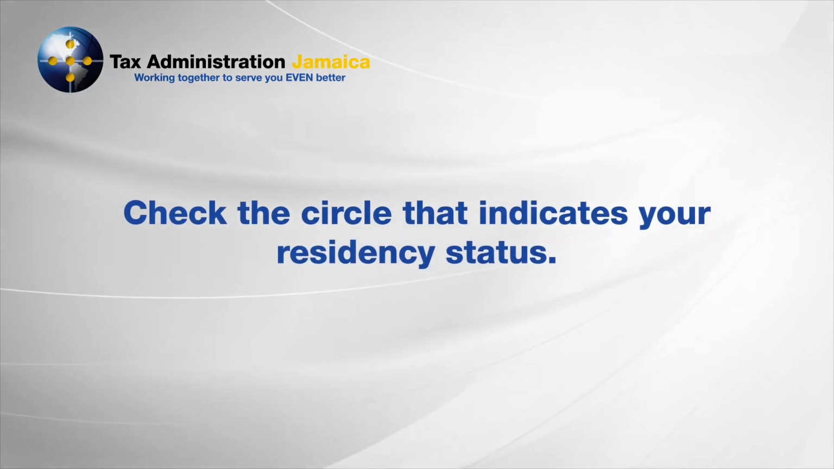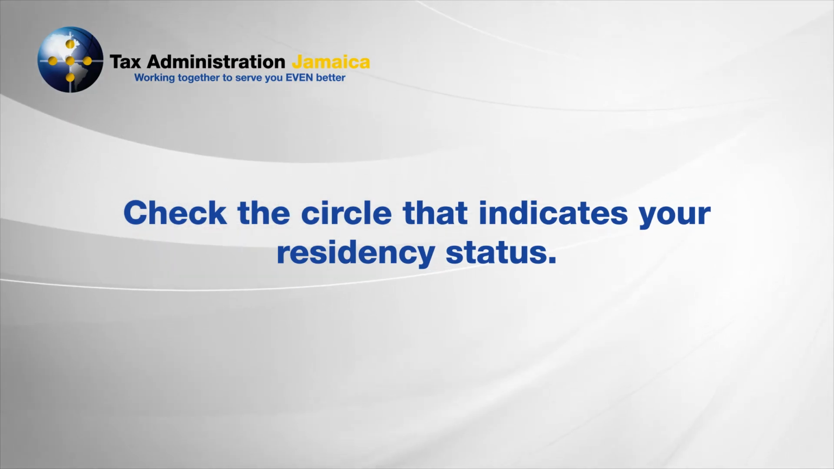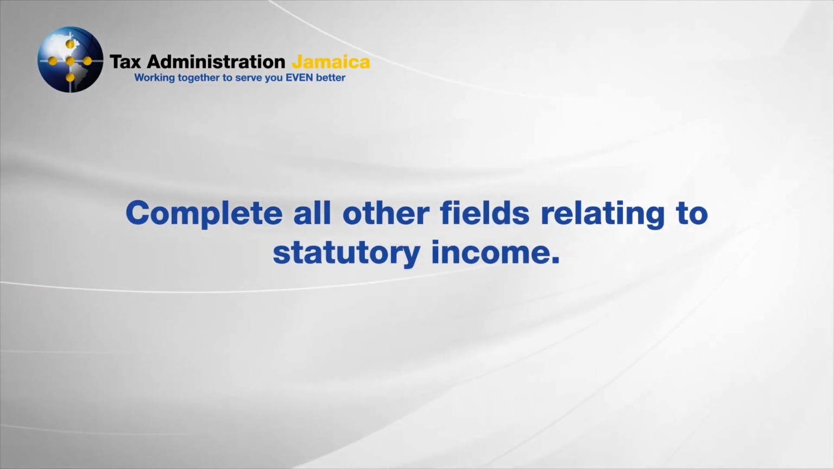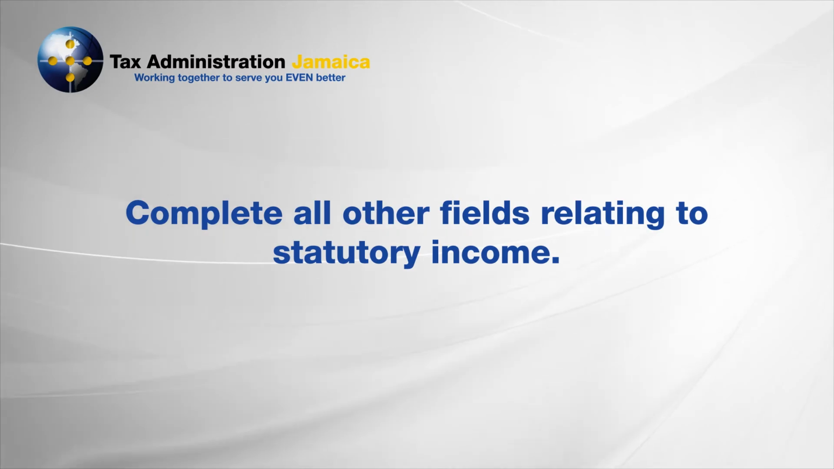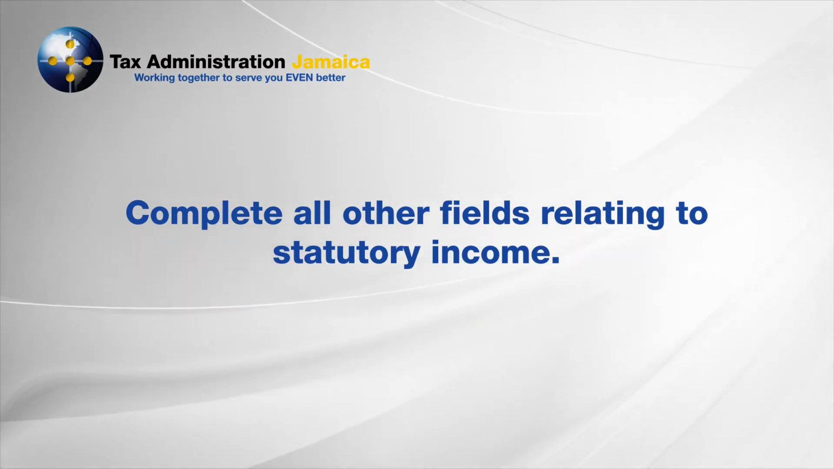Next, check the circle that accurately states your residency status. Now, complete all the other fields relating to statutory income for the previous year or your projected income for the current year. You are now ready to click Next at the bottom right of the page to start part 2 of this section.